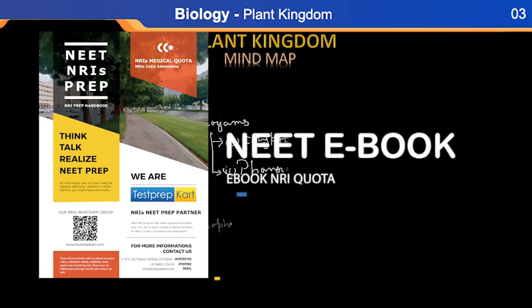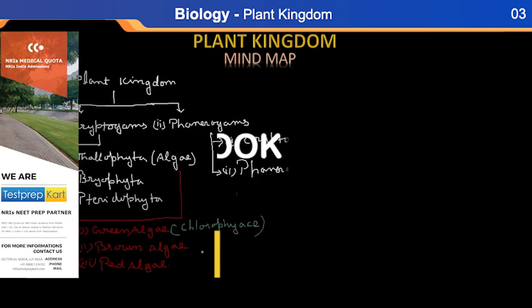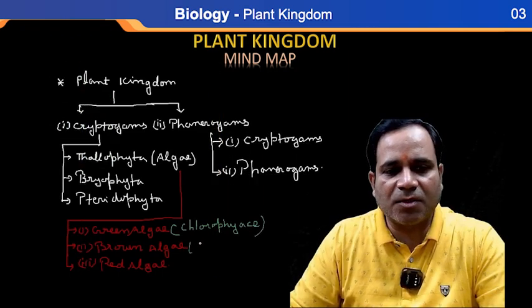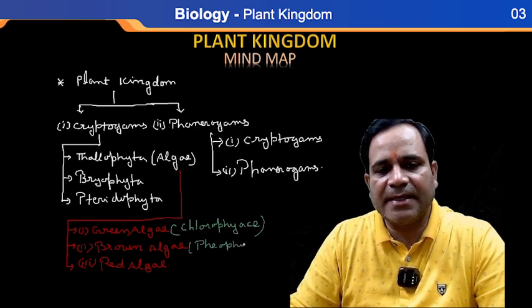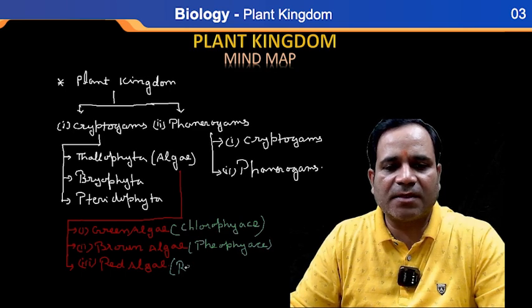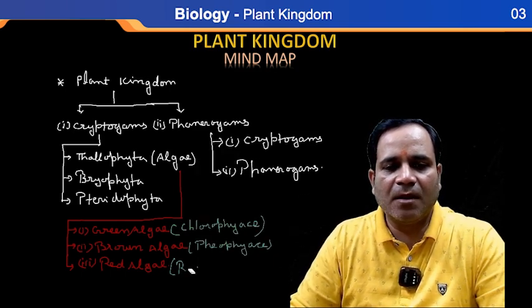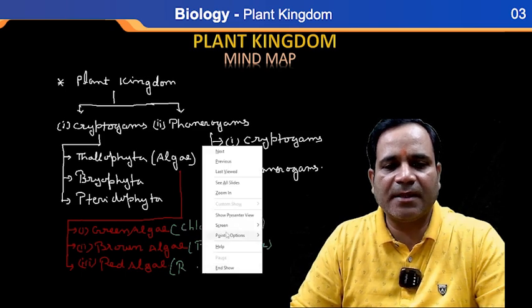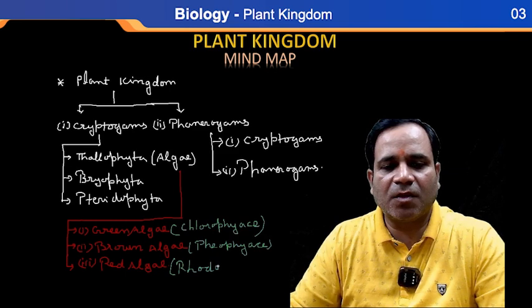See, chlorophyceae. Here the brown algae is known as phaeophyceae, and red algae is also known as rhodophyceae. What I'm saying? Rhodophyceae. See, this one is rhodophyceae.